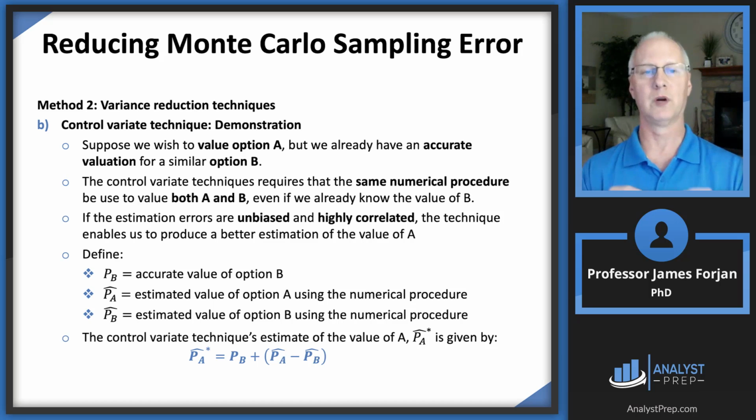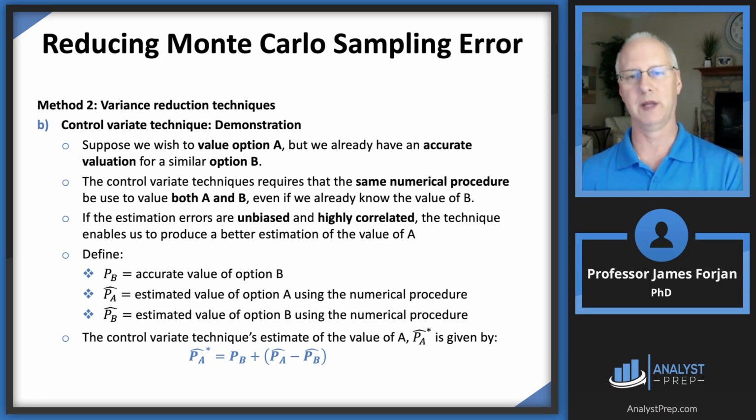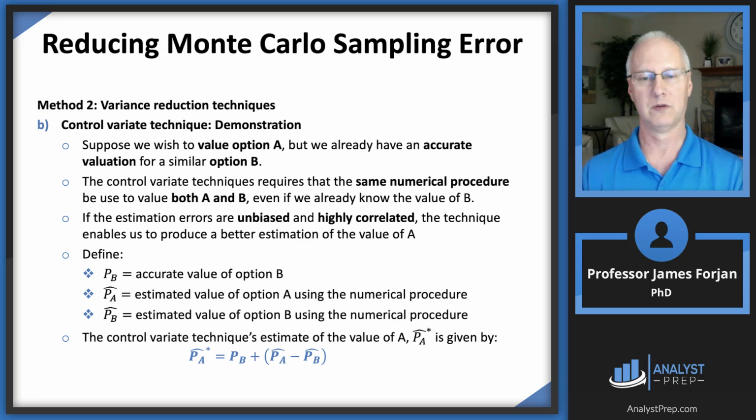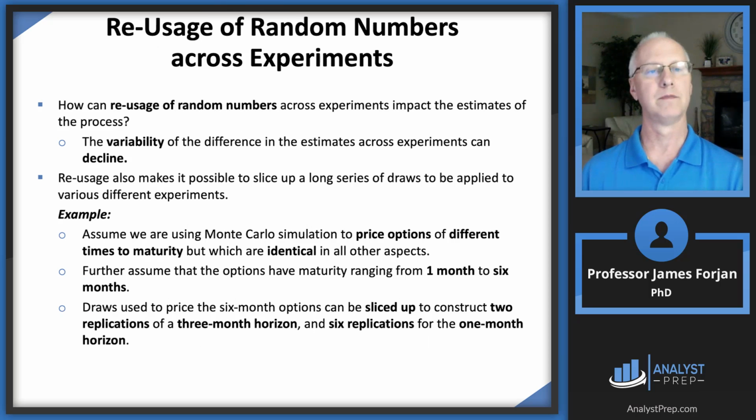So what we're doing is we're controlling. That's why we call it the control variate. We're controlling it by using stuff that we already know. We already know what that accurate valuation for B is, and then we're just going to make an adjustment. So think of that plus sign to the right of the P sub B as an adjustment due to our estimates of both A and B. We already know B. We're trying to estimate A, so we're going to use the difference between those two estimates to come up with our estimate for A.